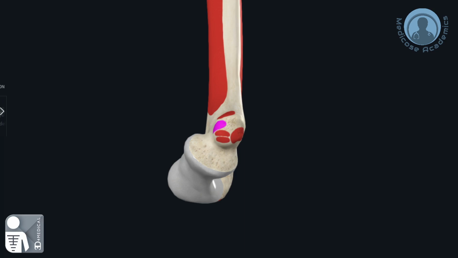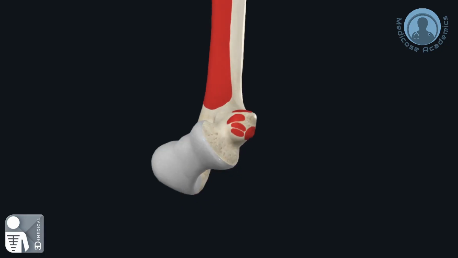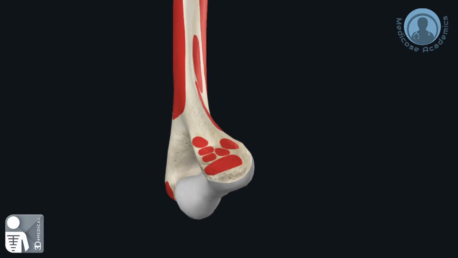Let me just go through the names. You don't have to memorize them. Flexor carpi radialis, flexor palmaris longus muscle. There is flexor digitorum superficialis muscle, flexor carpi ulnaris muscle. So all of these muscles make up the flexor compartment of the forearm.